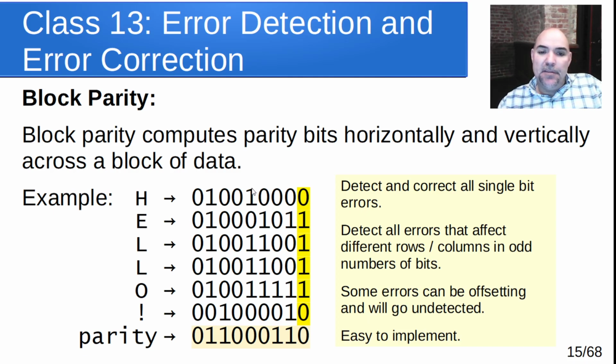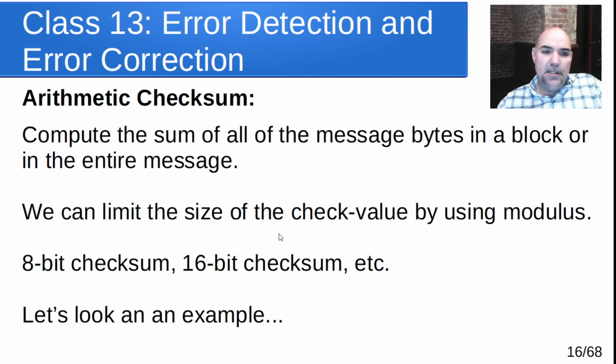For example, see this block of ones and zeros here? Imagine that this 1 goes over there, the other 1 goes over there, and the other ones are 0, so those just switch places. Then we will miss that, because the parity will still be correct this way, that way, and that way. So you could have this H become whatever that would be, and the E become whatever that would be, and it would still get through. All right, let's look at some other methods quickly.